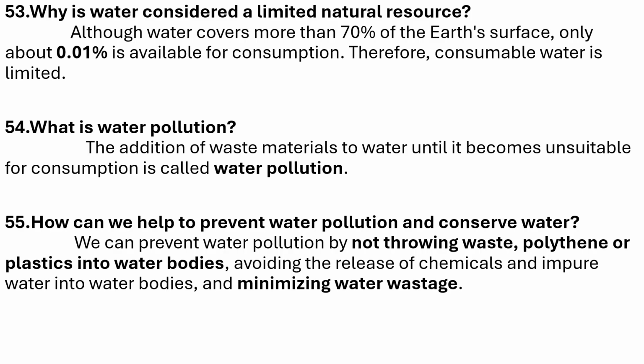What is water pollution? The addition of waste minerals to water until it becomes unsuitable for consumption is called water pollution. How can we help prevent water pollution and conserve water? We can prevent water pollution by not throwing waste, polythene, or plastics into water bodies, avoiding the release of chemicals and impure water into water bodies, and minimizing wastage.